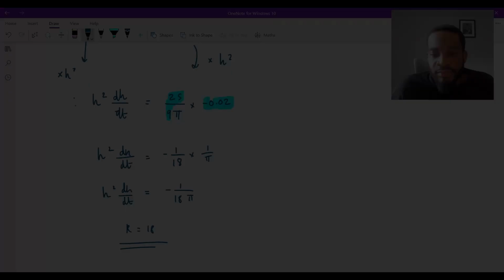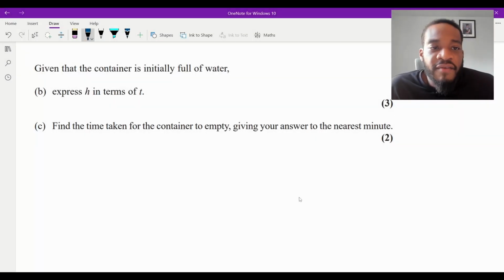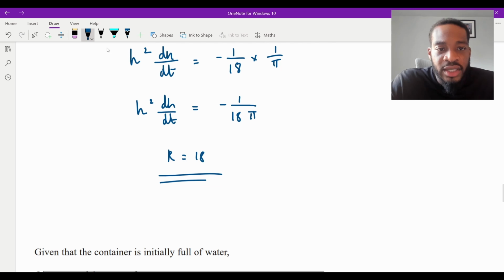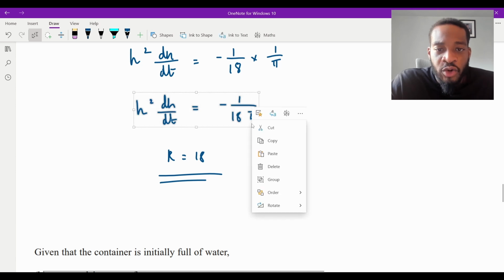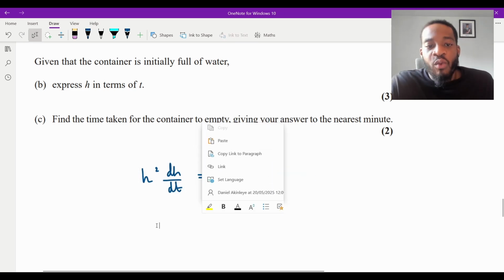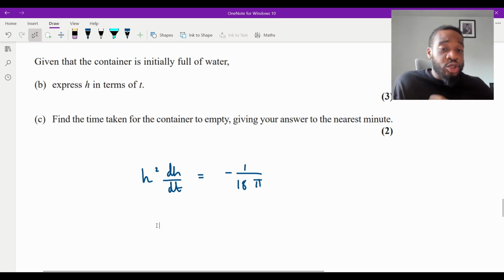Finished. Okay, so part B says, given that the container is initially full of water, express H in terms of t for 3 marks. Now, remember what we did in part A? We showed that h squared dh/dt is equal to minus 1 over 18 pi. We figured out what k was. So this is our differential equation, isn't it? So I'm going to grab this here. Now, we need to express h in terms of t. If we've got this and we need to figure out what h is, then that means we need to solve a differential equation.